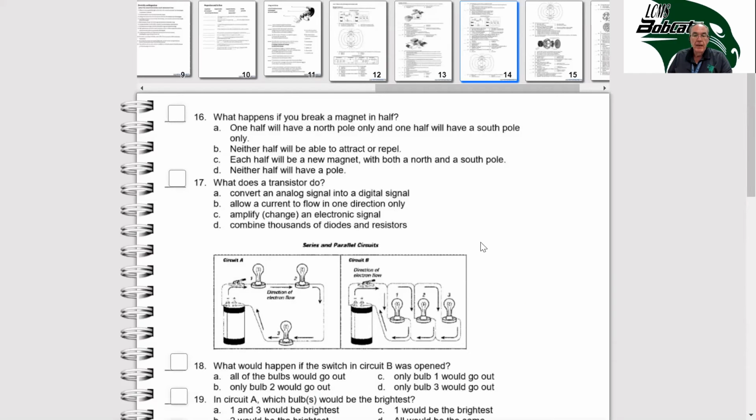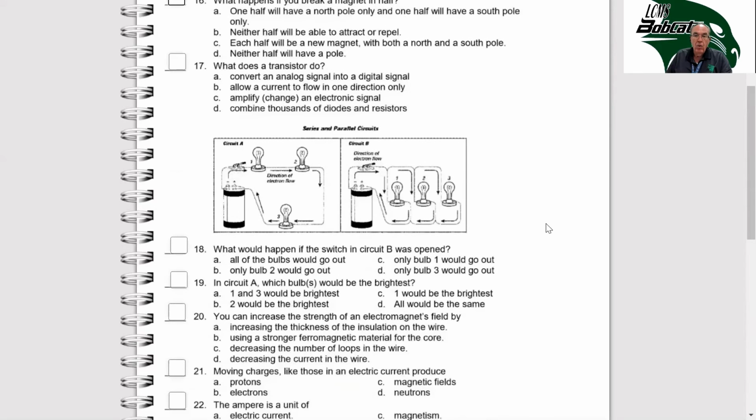Okay. Page 16, what would happen if you break a magnet in half? When you break a magnet in half, remember all the atoms in the magnet are lined up in the same direction. If you break it in half, well, then you just have two little magnets. So one half will have a north pole and the other half have a south pole. No, because all the atoms in each half are still aligned. Neither will be able to attract or repel. No, each half will be a new magnet. That is correct. Neither half will have a pole.